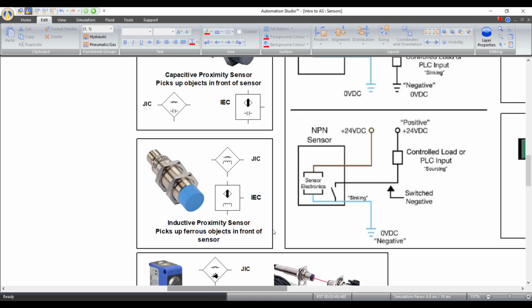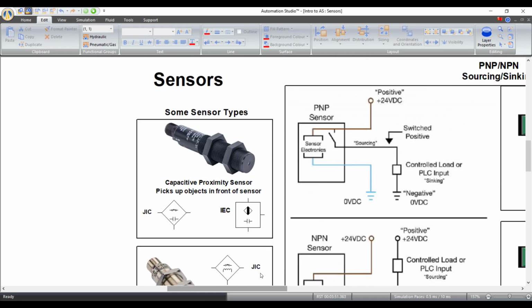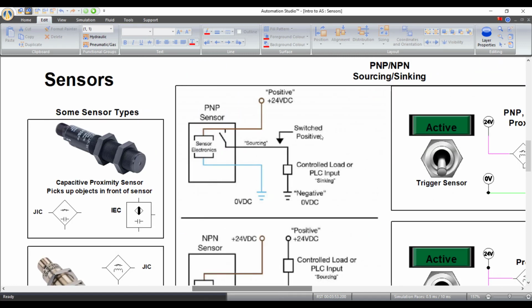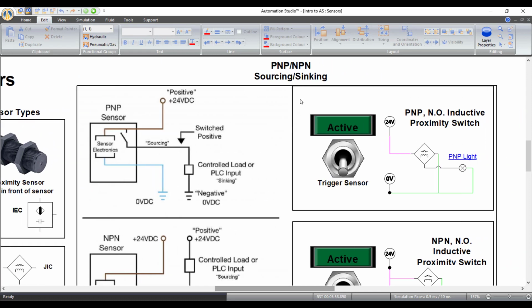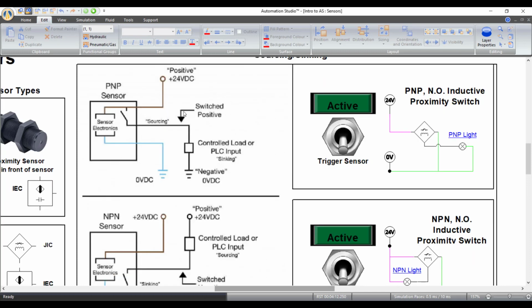Now, all these sensors can come in two types. They can come in PNP or NPN, and if you remember from your electrical fundamentals, that is a transistor type also, and go figure, these are kind of just like transistors. So we have sourcing and sinking. PNP is sourcing, NPN is sinking. What does that mean? Let's talk about it.